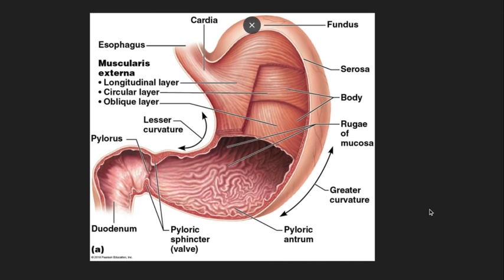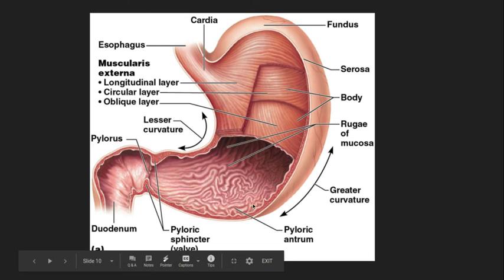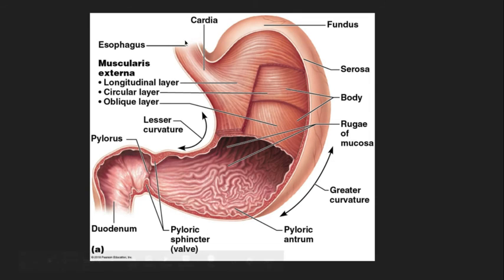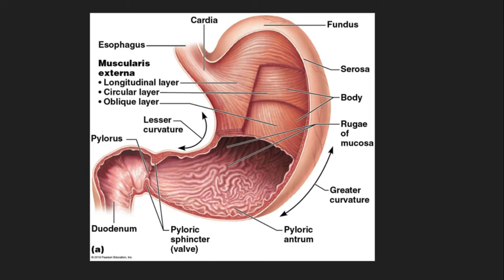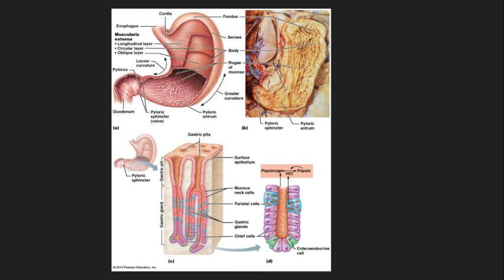And here are those different names I was listing off. The duodenum, the pyloric sphincter, the valve. You can see where the esophagus is. The cardia is right here. The fundus, the body, the greater curvature. So you will have a stomach quiz as well. That's the diagram you'll look at for that.